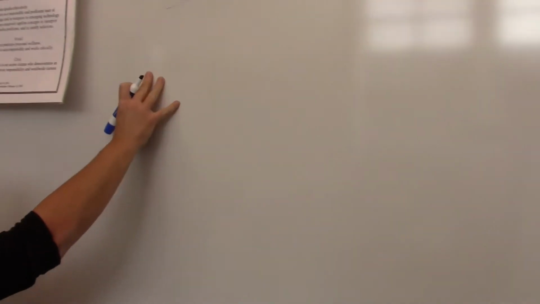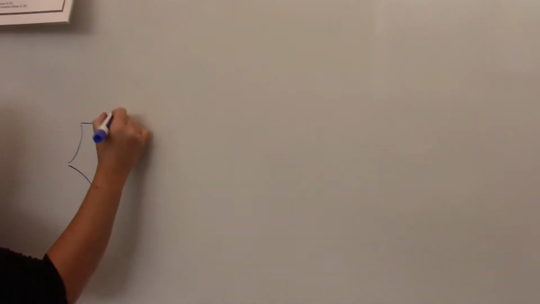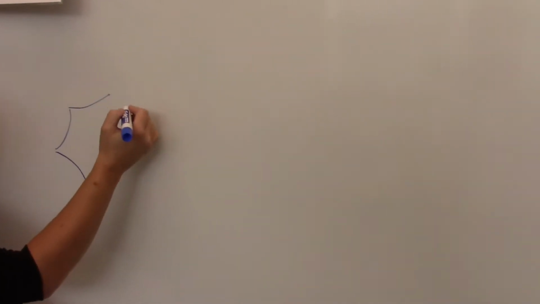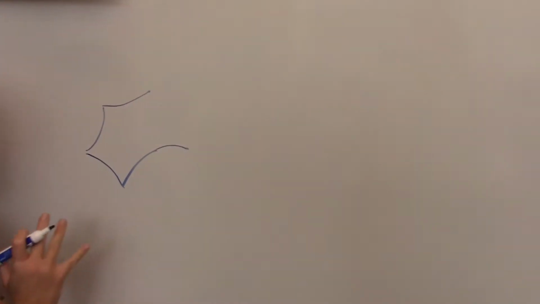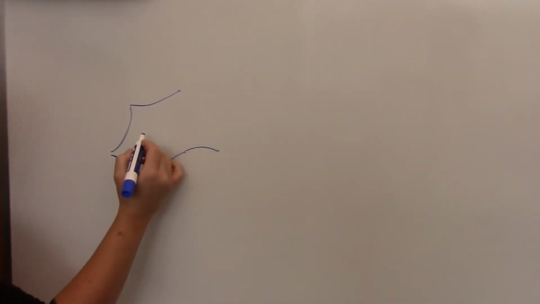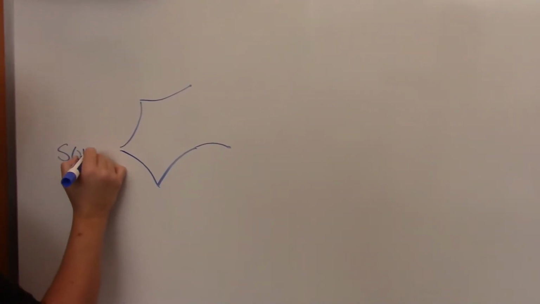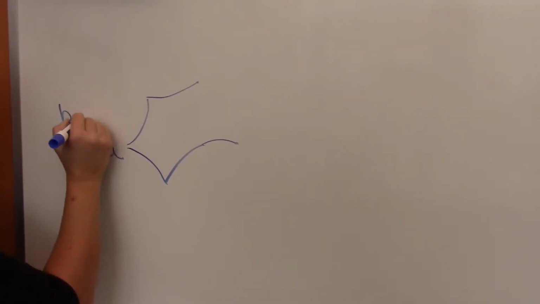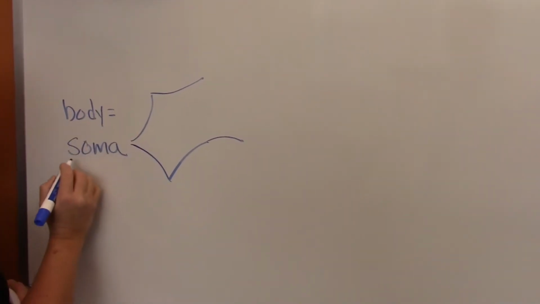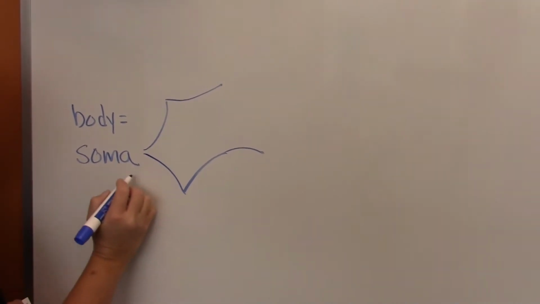So we're going to start drawing the neuron by making a leaf-like structure, similar to what you may have done as an elementary student. But you're going to leave this part open because we're going to have other parts of the neuron shooting off of that. This part right here is called the soma. Soma, the prefix, means body. So anytime you see soma, it refers to the body.